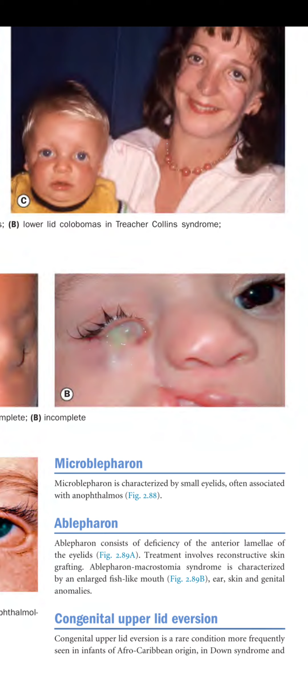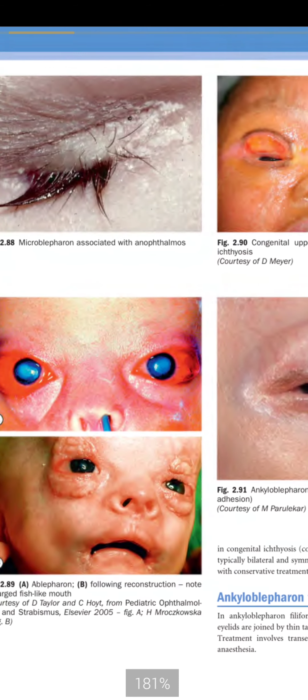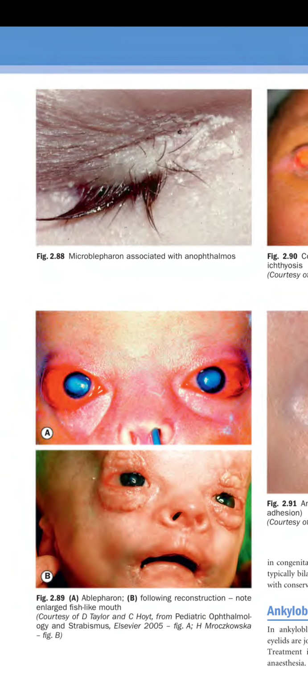Microblepharon, blepharon means eyelid, so microblepharon means the eyelids are small. Microblepharon is characterized by small eyelids and is often associated with anophthalmos. So this is a picture showing microblepharon associated with anophthalmos, meaning no orbit, no eyeball.